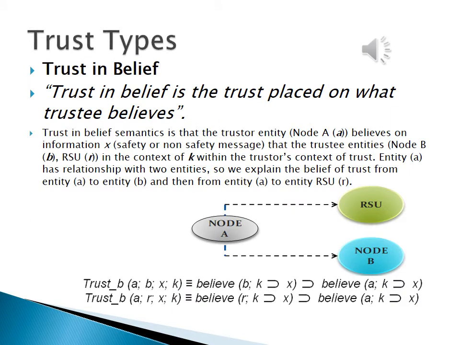Trust types. Trust in belief. Trust in belief is the trust placed on what the trustee believes. Trust in belief semantics is that the trustor entity, node A, believes information X, a safety or non-safety message, that the trustee entities, node B and RSU, are trusted in the context of K within the trustor's context of trust. Entity A has a relationship with two entities, so we explain the belief of trust from entity A to entity B, and then from entity A to entity RSU, R.